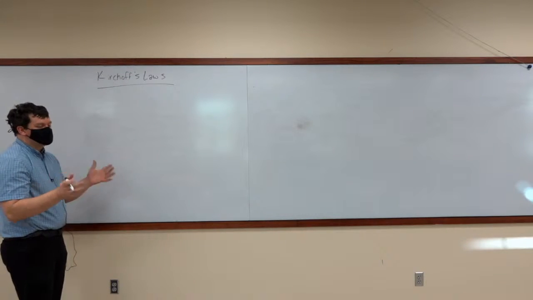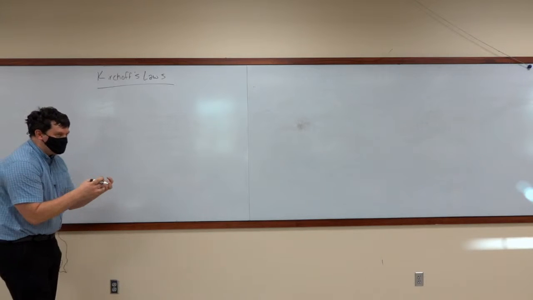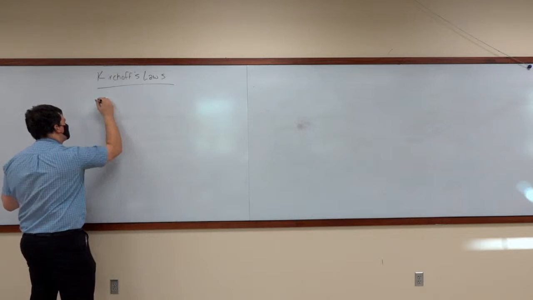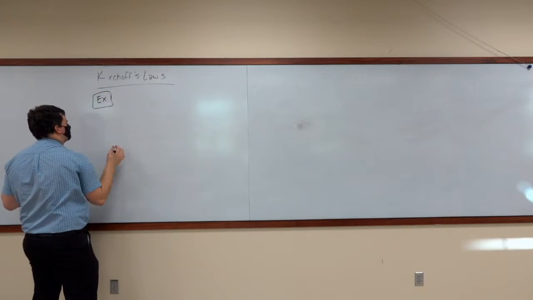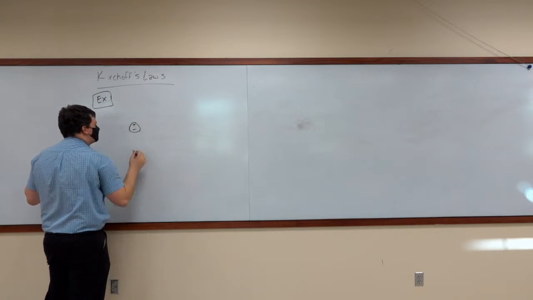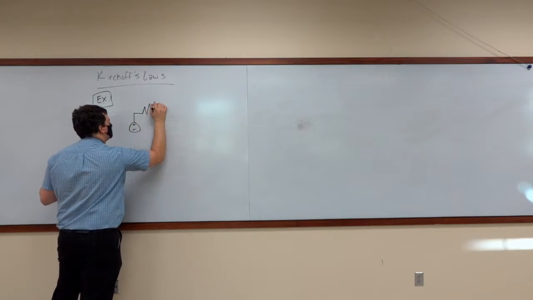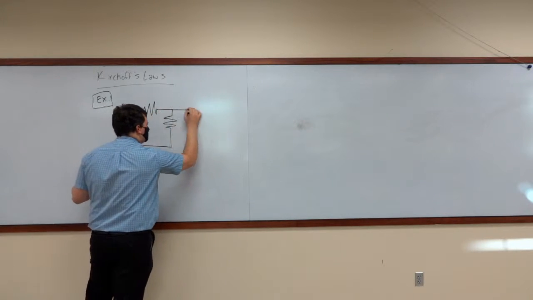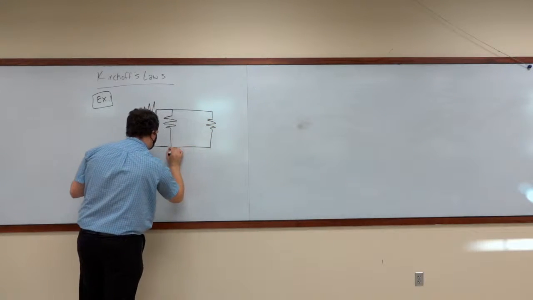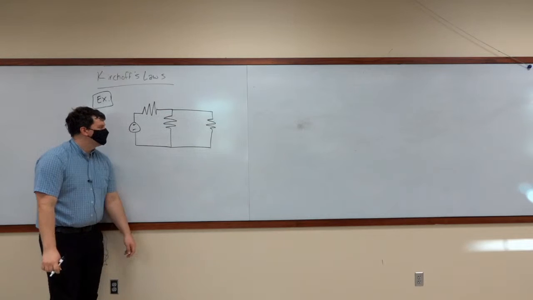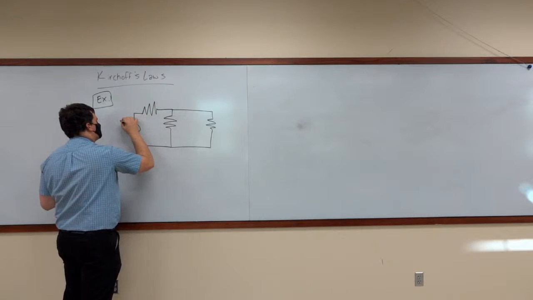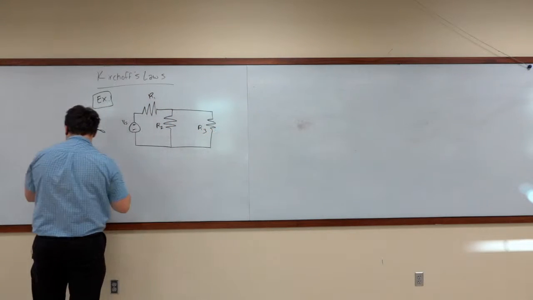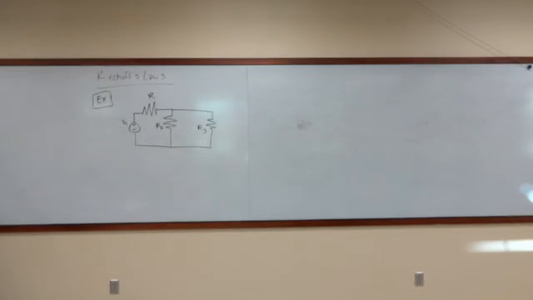All right, so when it comes to Kirchhoff's laws, how do we use this? Well, we're going to start with an example. All right, so what we have here is a DC circuit, and we will start with a fairly simple system. We're going to call this VS. This is going to be R1, this is going to be R2, this is going to be R3. Nothing too shocking yet.